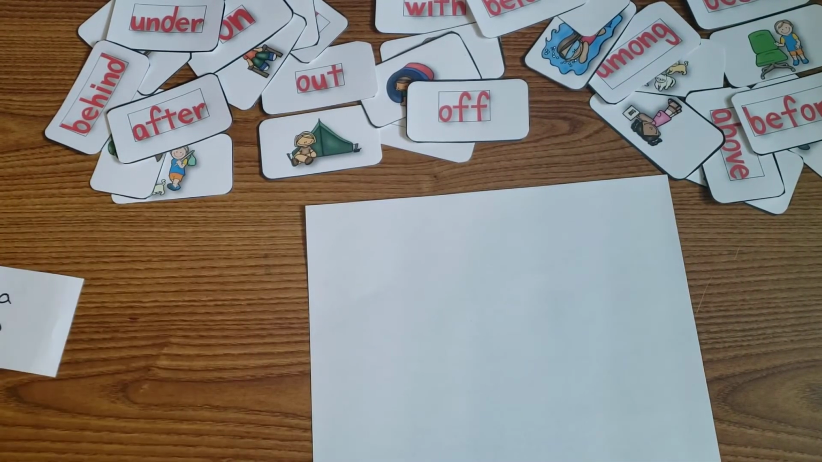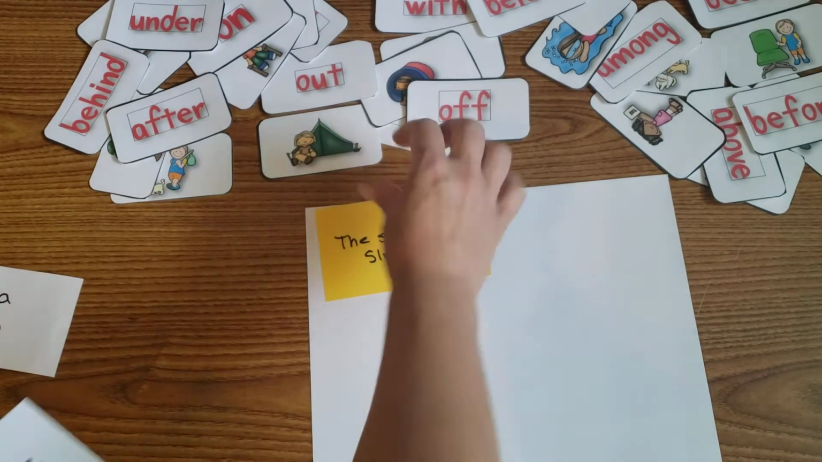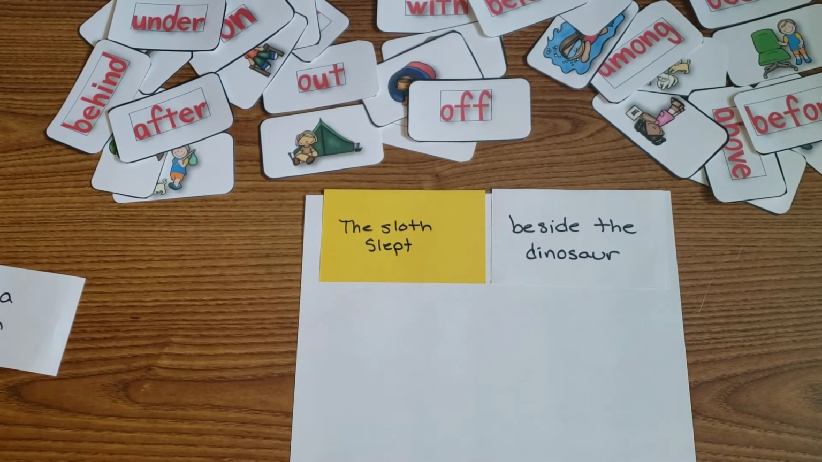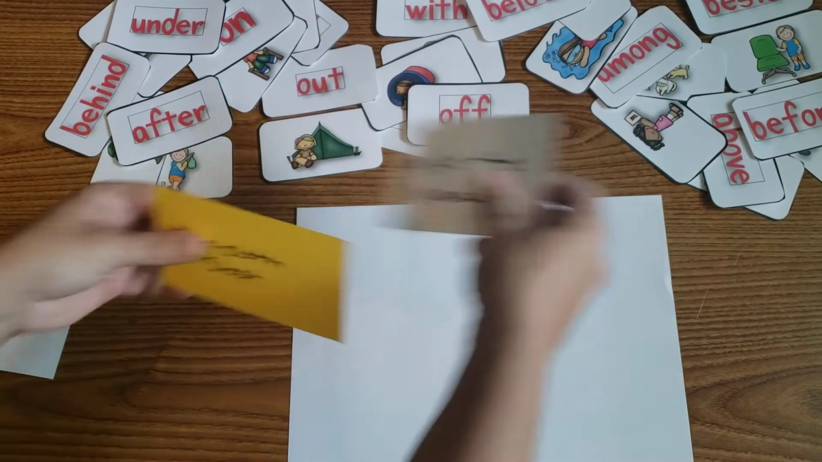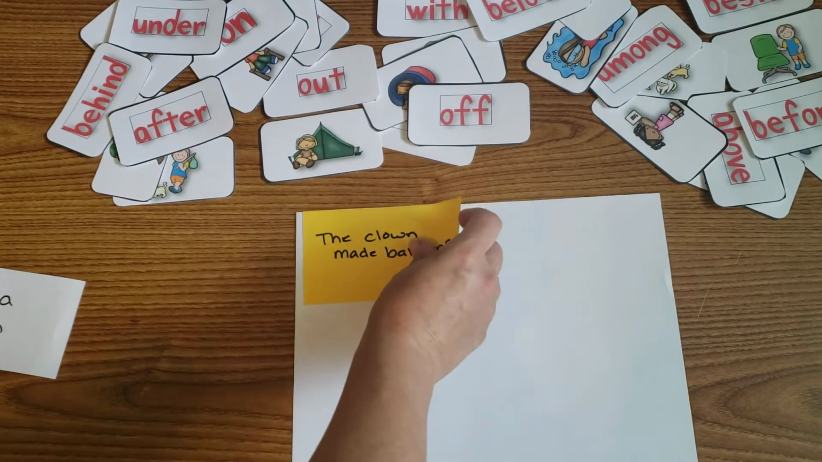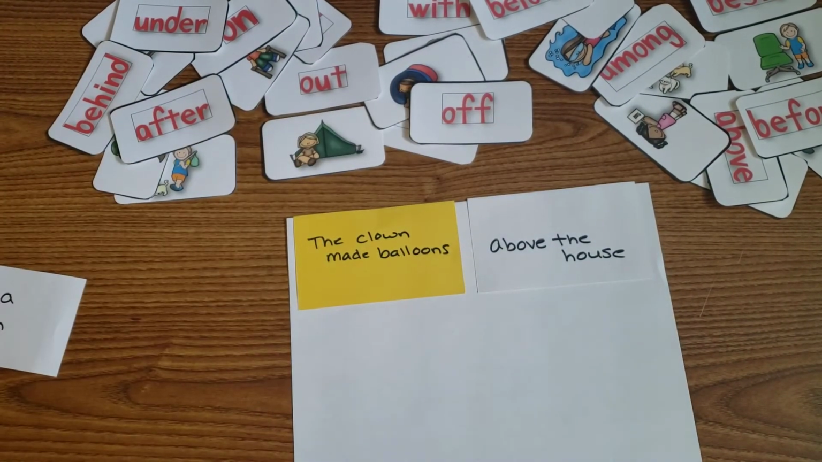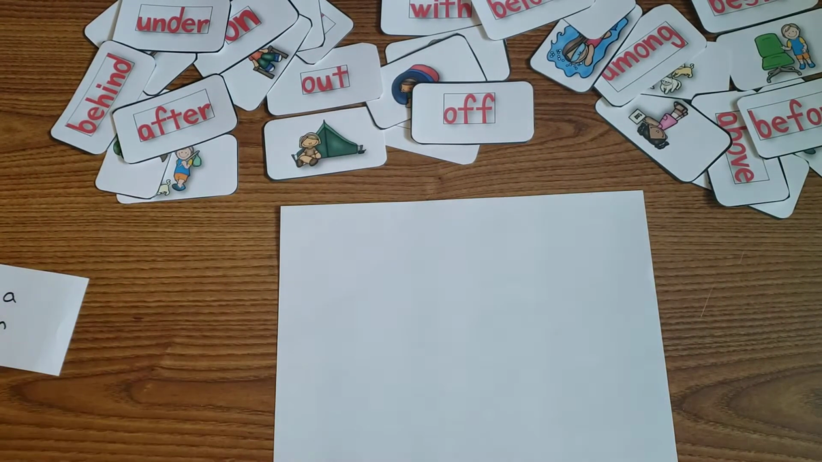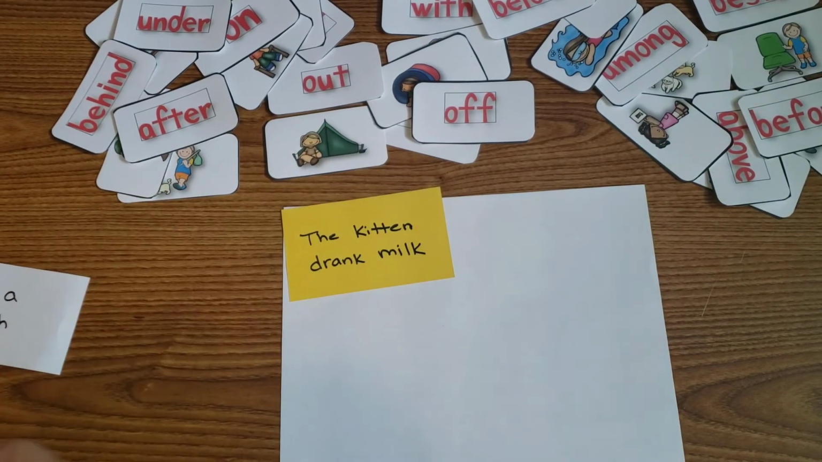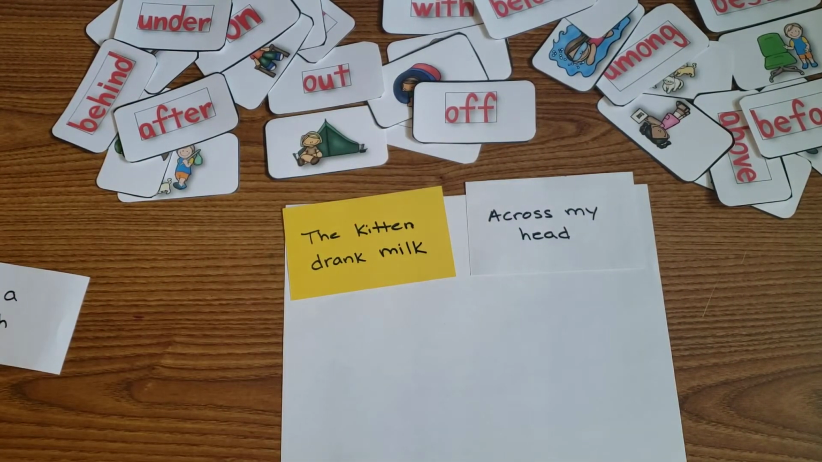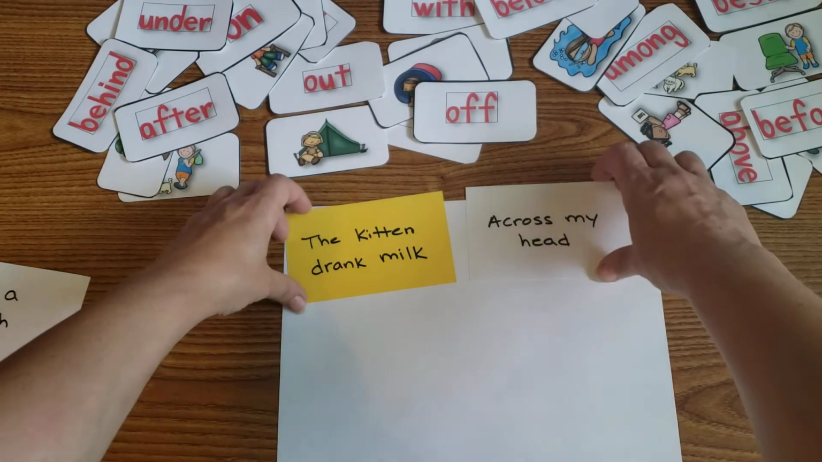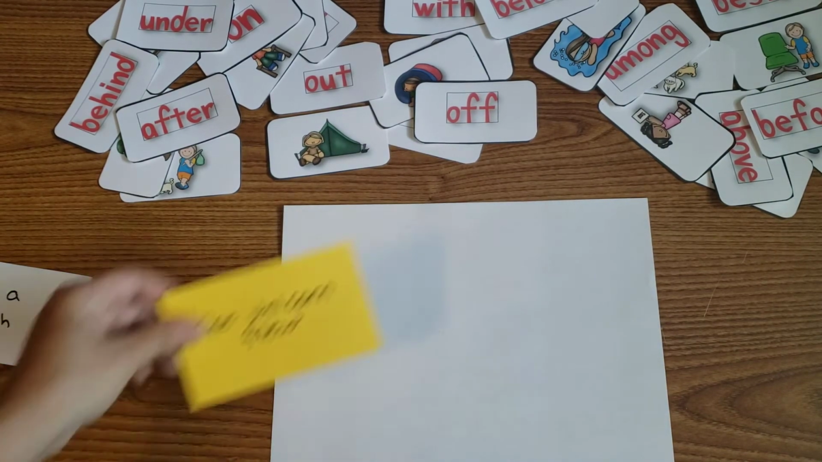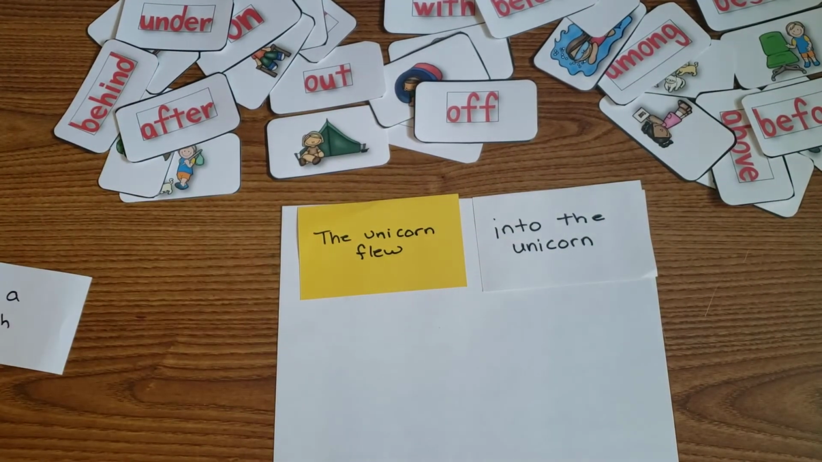Another silly one I might come up with is the sloth slept beside the dinosaur. So I could draw a picture of a sloth sleeping next to it beside a dinosaur. Super silly. The clown made balloons above the house. So I would draw a picture of a house with a clown on the roof making balloons. The kitten drank milk across my head. That's going to be a silly one to draw, right? A kitten on my head drinking milk going across my head. And the unicorn flew into the unicorn.